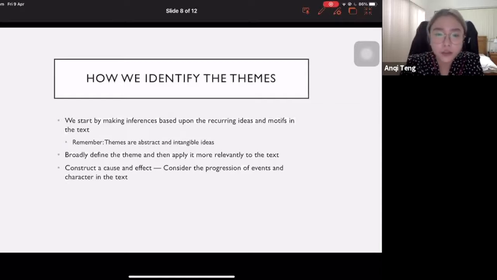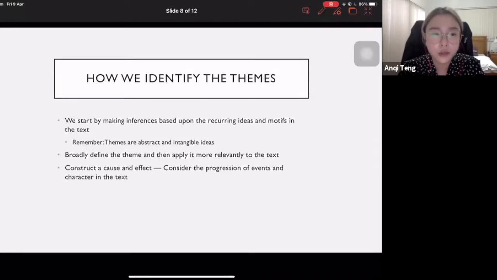In Romeo and Juliet, familial love is not really a key factor. We focus more on romantic love and platonic love. So we apply the definition of the theme most relevantly to whatever text we're doing. Not every part of the definition will make sense to the story, and not every part of the definition is needed. We only look at what we see in the story itself. Then we try to construct a cause and effect, and this forms the basis of our thesis or our topic sentence for our analytical paragraph or essay.